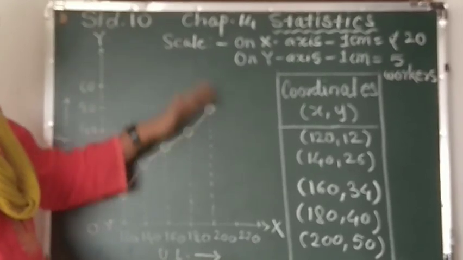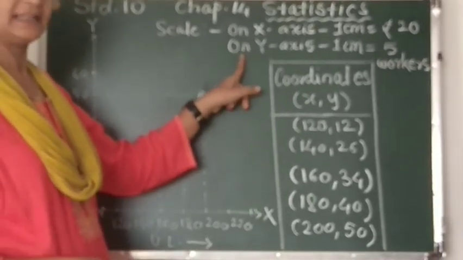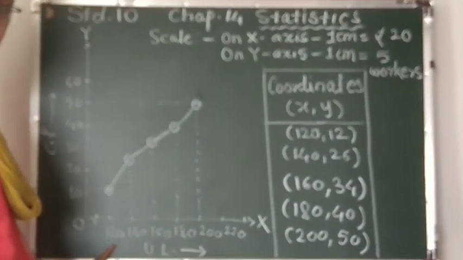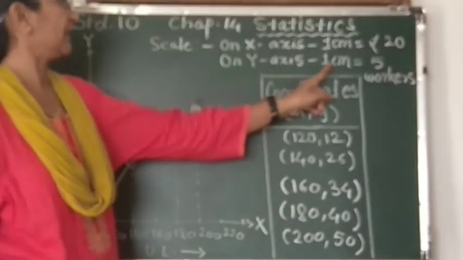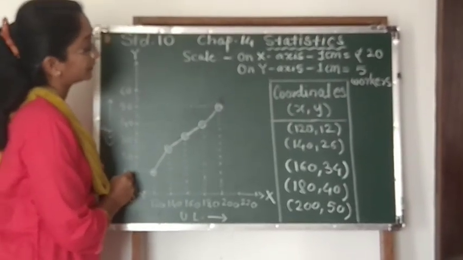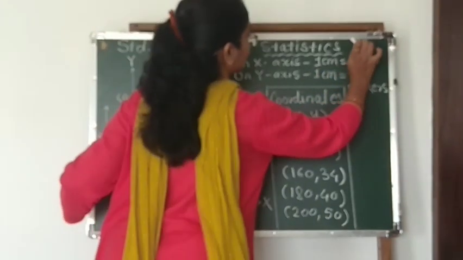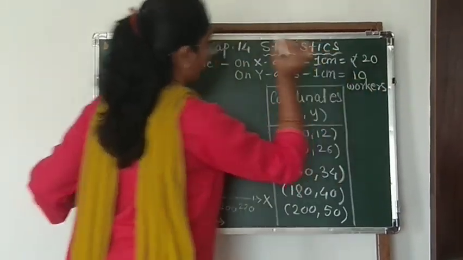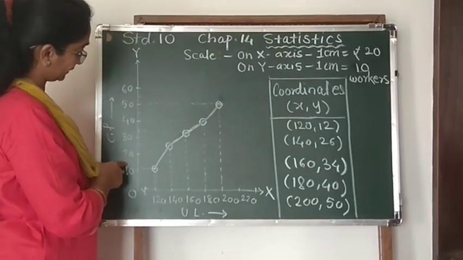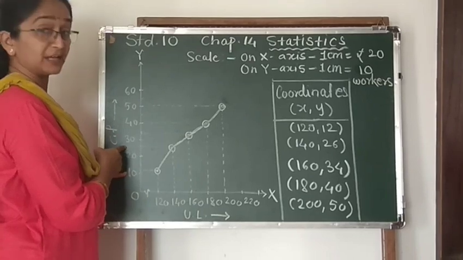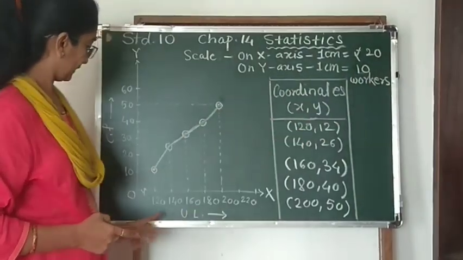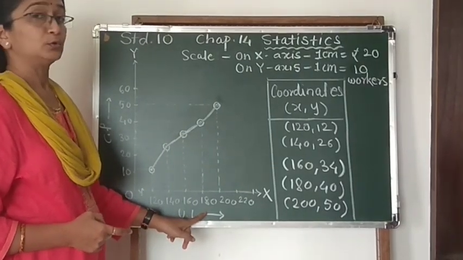Now for this graph, you have to take the scale like this. On x-axis, 1 centimeter is equal to 20 rupees, and on y-axis 1 centimeter is equal to 10 workers. 0 to 10, then this difference is 10. So this difference is everywhere same. So 1 centimeter is equal to 10 workers here. And here 1 centimeter is equal to 20 rupees.